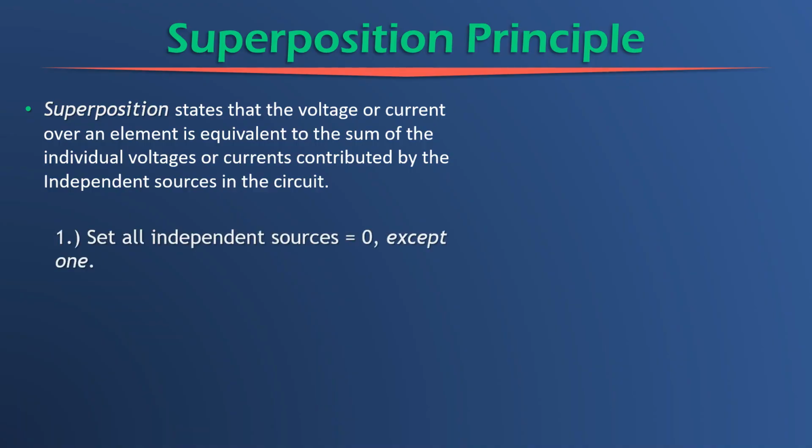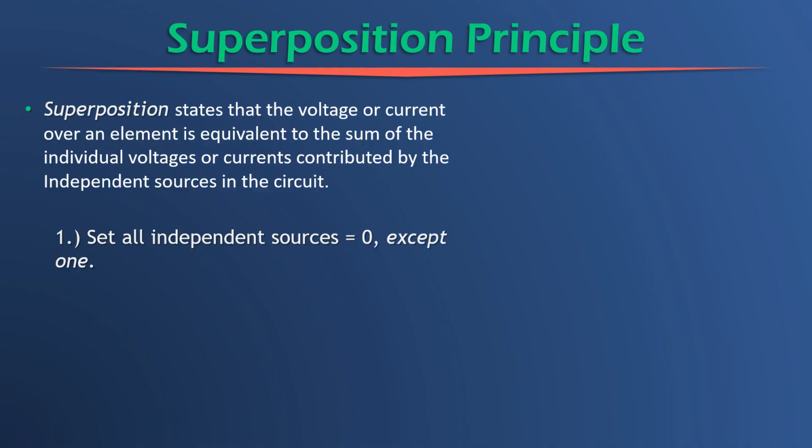What would the procedure for this be? The first step would be to set all your independent sources to 0 except one. So only consider one source at a time. Deactivate all your other sources.